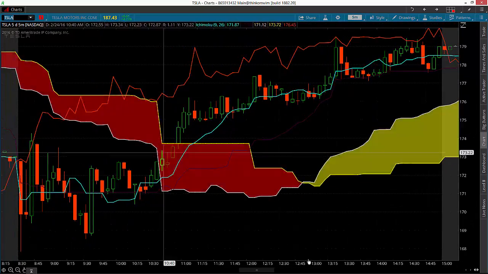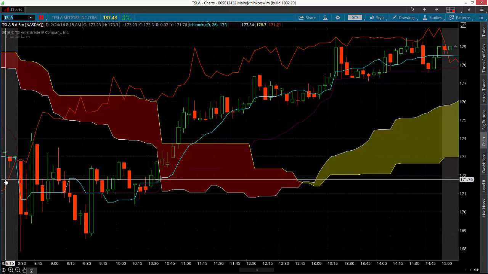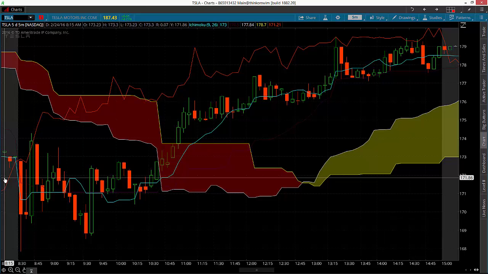So even though the cloud was sloping lower, even though we were closing as a bear bar below the cloud, this isn't the most bearish type of price action that I could ask for. So it doesn't confirm the setup. It doesn't necessarily call this an all-in, all hands short in Tesla. And what do you know? The stock ended up rallying back, never took out the lows that were set in that first bar, so it would not have been a good short setup.